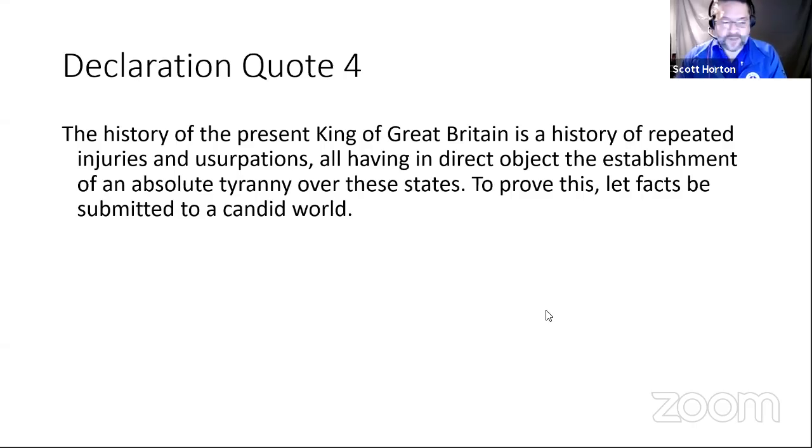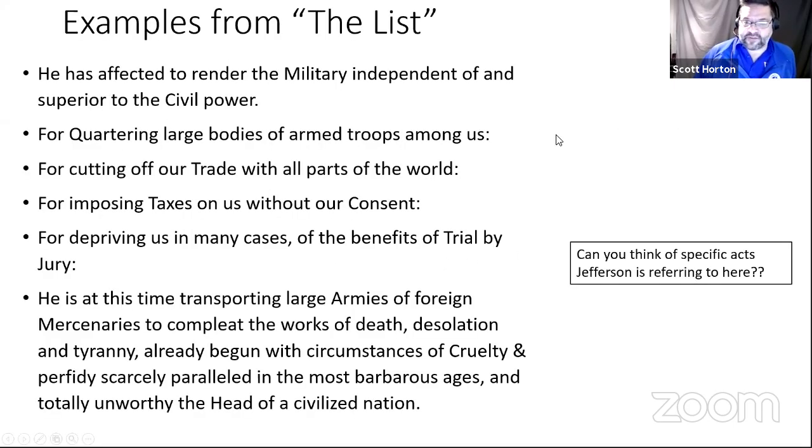So you have to remember, Jefferson's a lawyer, and he gives us his opening statement in the Declaration, sort of the philosophical background of this, and then he gives us his proof. And these are just some of the examples of things. So can you think of some of the specific acts Jefferson might be referring to here?